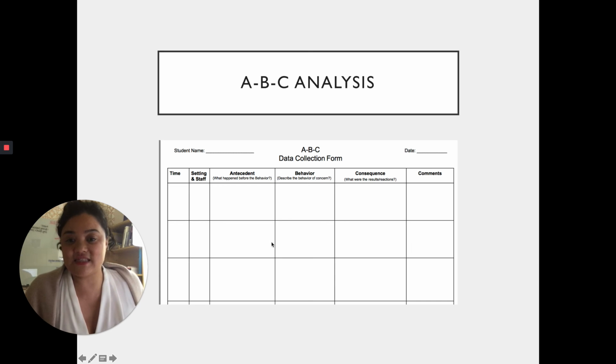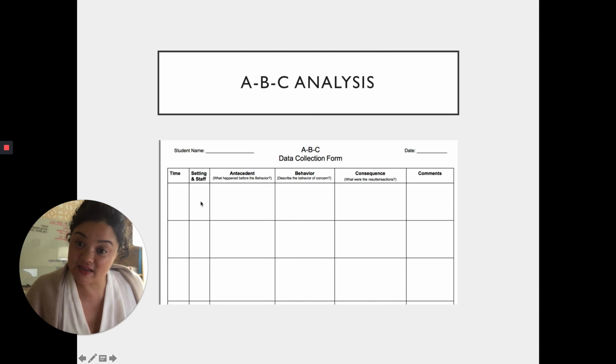So this is a simple check, or a simple spreadsheet here where you note down the time the behavior occurs, right? Where you are and who the staff are, because sometimes staff can actually be an antecedent or an SD for behaviors, right? When we see the behavior, we write down exactly what the behavior is.